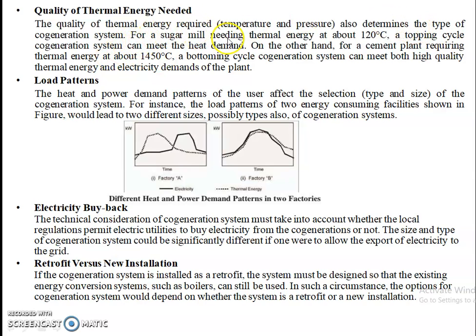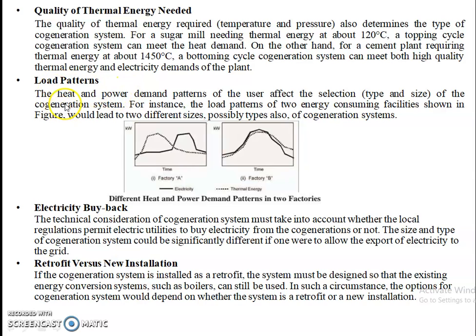From the sugar mill, we need thermal energy at 120 degrees Celsius from the topping cycle of the cogeneration system. But in the bottoming cycle, on the other hand, in cement industries, glass industries, ore industries or chemical industries, the temperature is 1450 degrees Celsius. As I told previously in module 2, from the bottoming cycle, the cogeneration system can meet both high quality thermal energy and electricity demands of the plant.